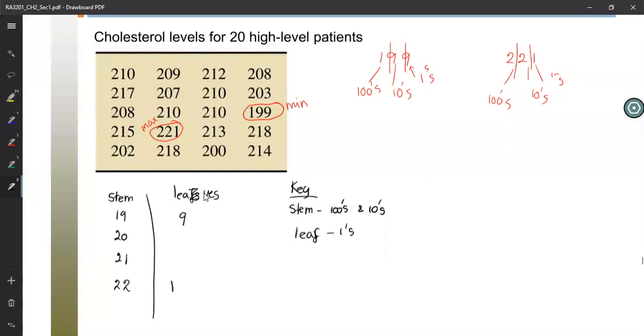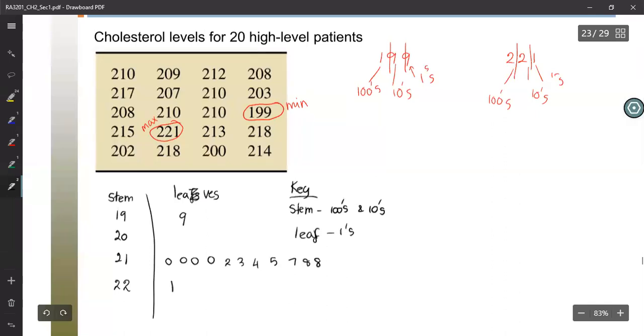So I'll do 21 for you, but you can try 20 and give me the answers. 21 will be 4 zeros, 2, 3, 4, 5, 7, 8, 8. A lot of leaves for stem 21.